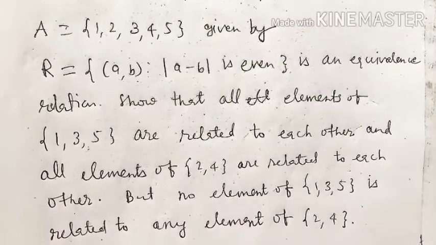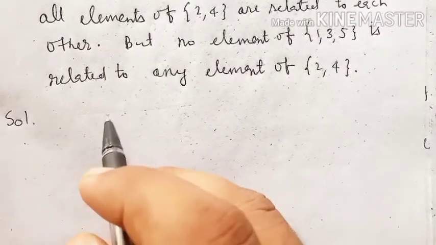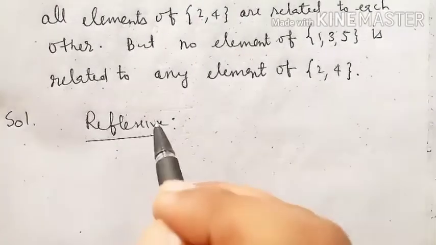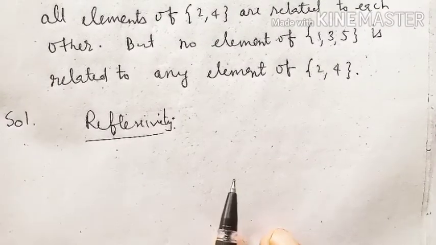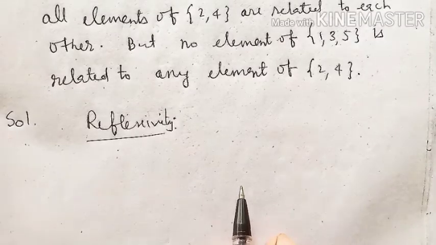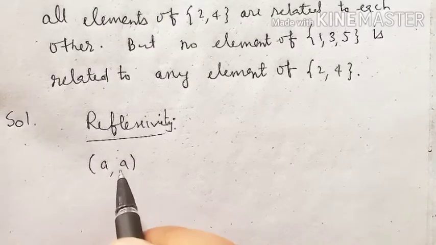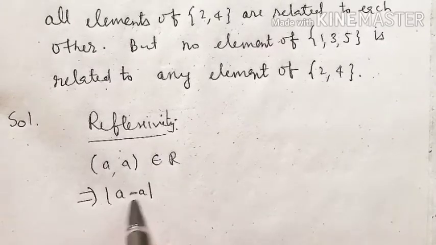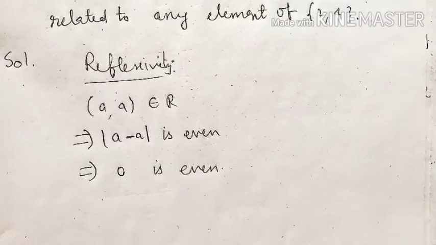Now we have to show that the given relation on the given set is an equivalence relation. So we have to show that the relation is reflexive, symmetric, and transitive. Here we take a belongs to A. This implies that mod a minus a is even, which is equal to 0, and 0 is even. This is true.